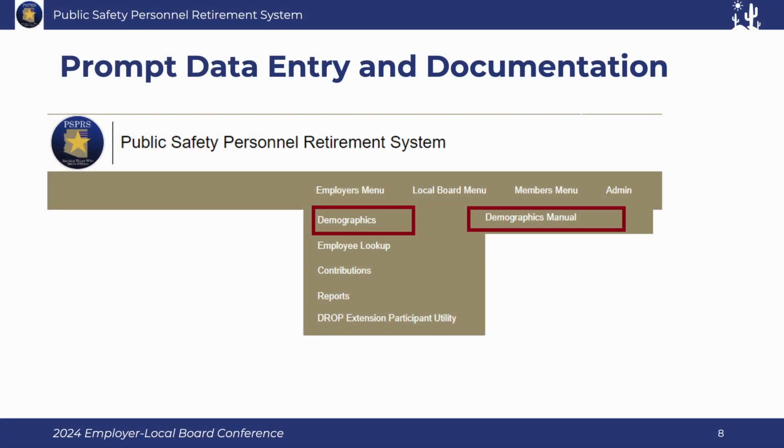We're still inside the employer portal, so we're getting to the actual demographics page. This is how you'll find the demographics page. Once you're in the employer portal, just hover over the employer menu. Off to the right, you're going to see the demographics and then the demographics manual page, and you'll select that. And then that'll take us over to the fillable demographics page.